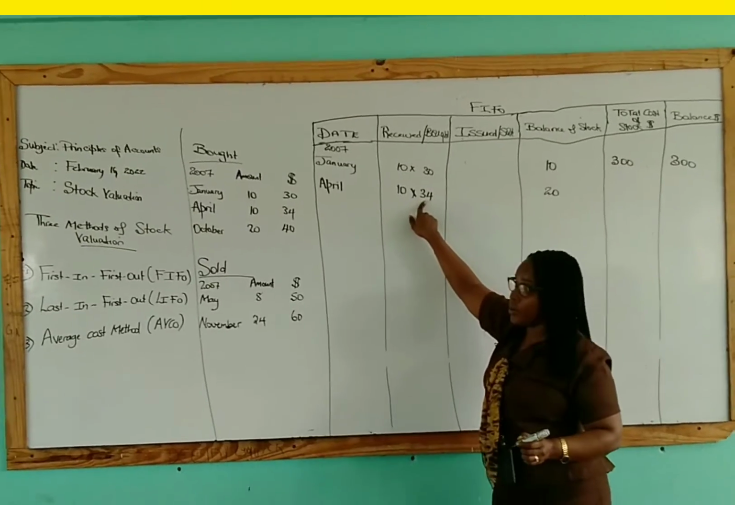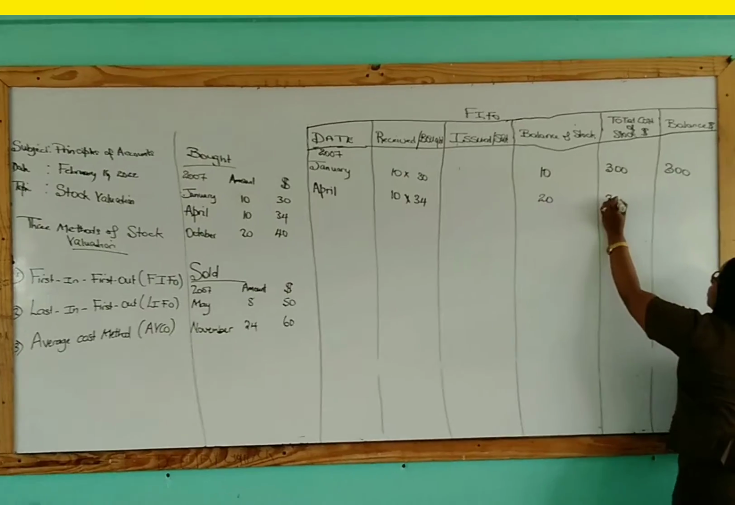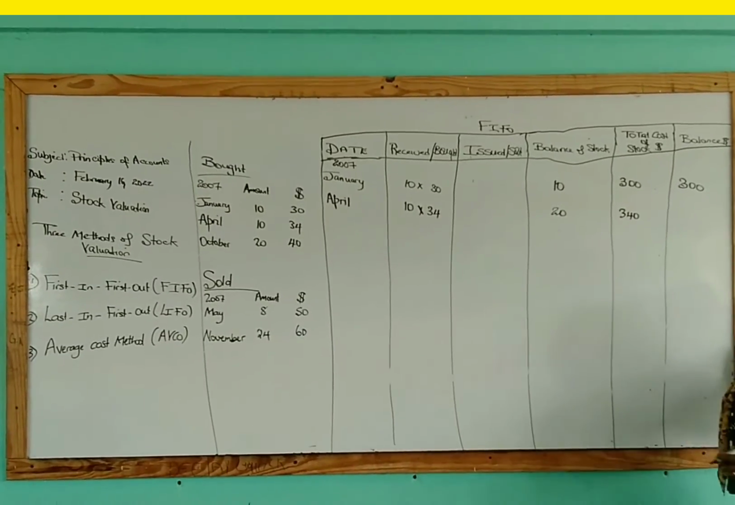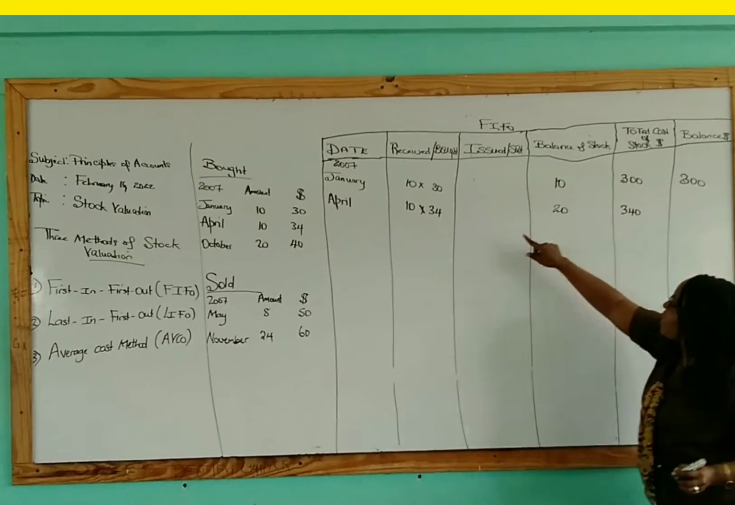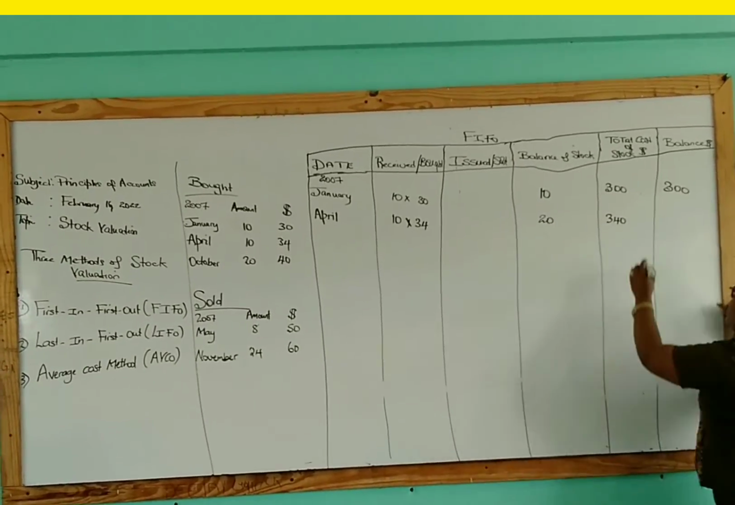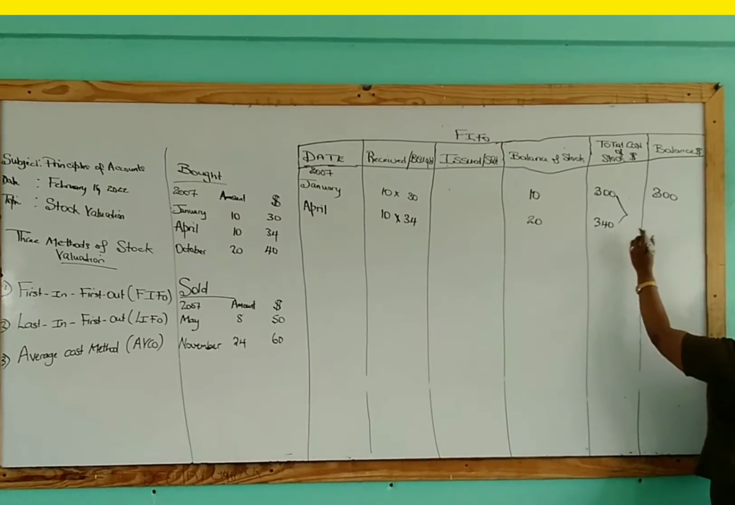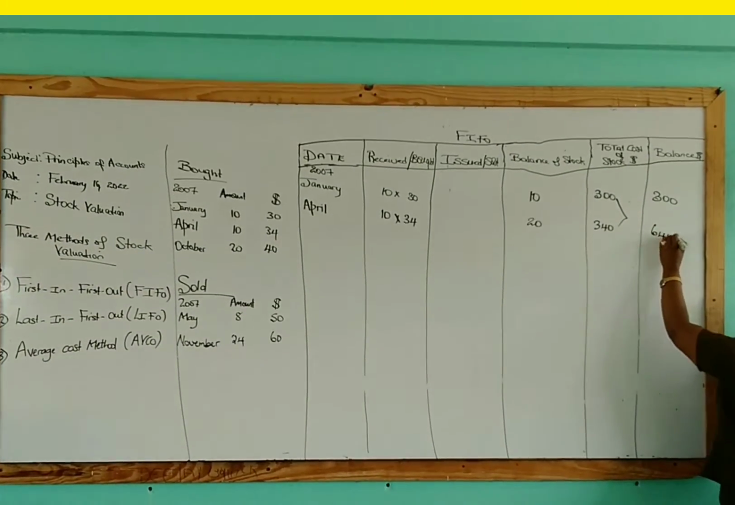$34 times 10 is $340. Good? That is the value for this stock here. But the balance is these two. So it's now $640 worth of goods in the storeroom.